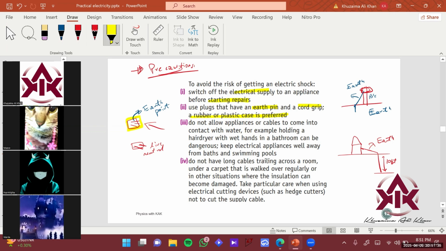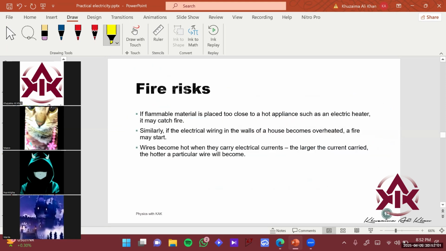Okay, so do not allow appliances or cables to come into contact with water, right? Obviously, it should not be wet. If it is wet, the water can conduct electricity and can give you a shock, right? So do not have long cables trailing across a room, okay, or on the carpet, right? If you have, let's say, broken insulation and it comes in contact with a person, it can give him or her a shock, right? So these are the precautions you should take to avoid getting electric shocks, right?